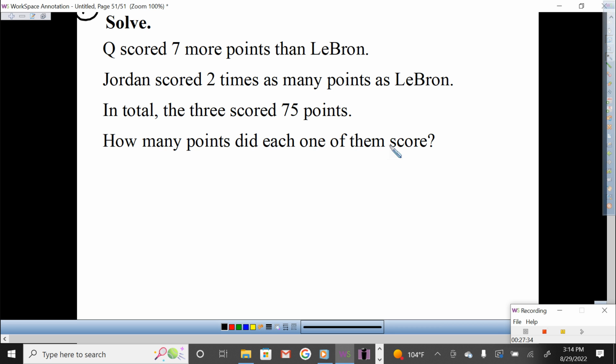Anyways, here goes the problem. It reads, solve. Q scored 7 more points than LeBron. That's right. Jordan scored 2 times as many points as LeBron. In total, the 3 scored 75 points. How many points did each one of them score? Copy that, please, and then I'll get you guys started. Copy and go.